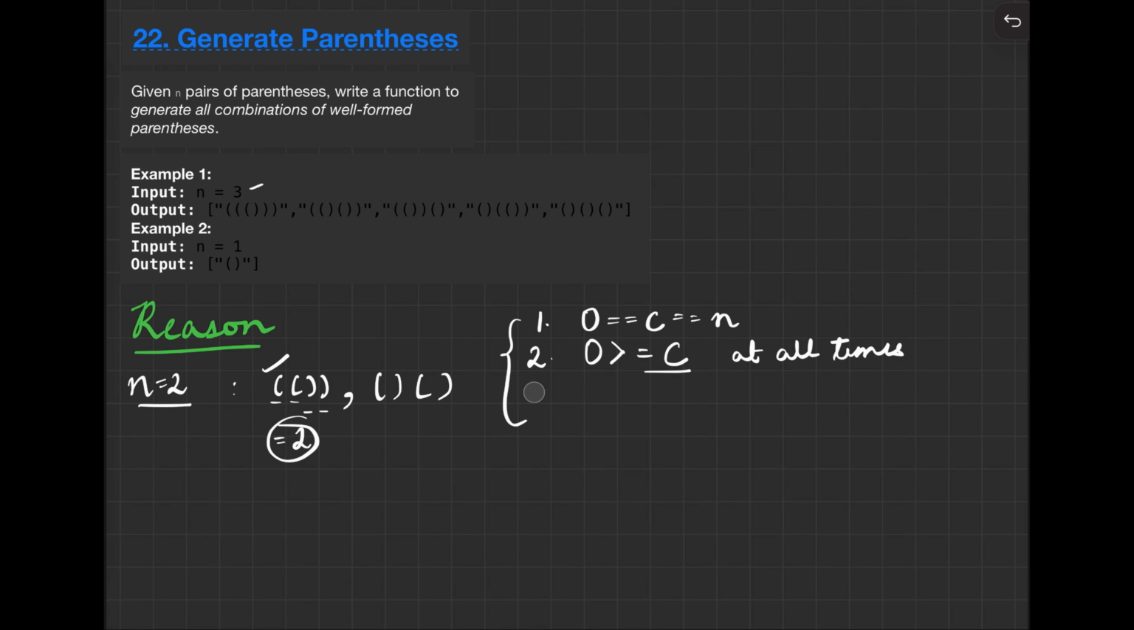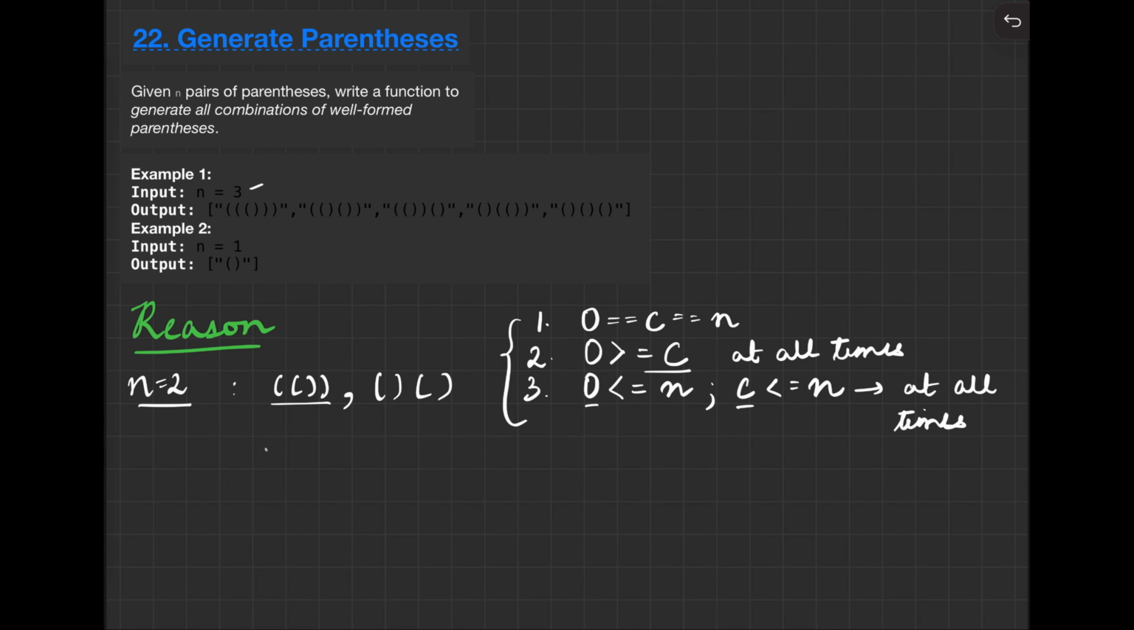Another observation you can make here is that the number of open braces will always be less than or equal to your given n, and the same holds true for closed. So both O and C, which are the number of open braces and the number of closed braces, are always less than or equal to n at all times. So intuitively, whenever you are building a well-formed parenthesis given n, you always decide whether to add an open brace or a closed brace.